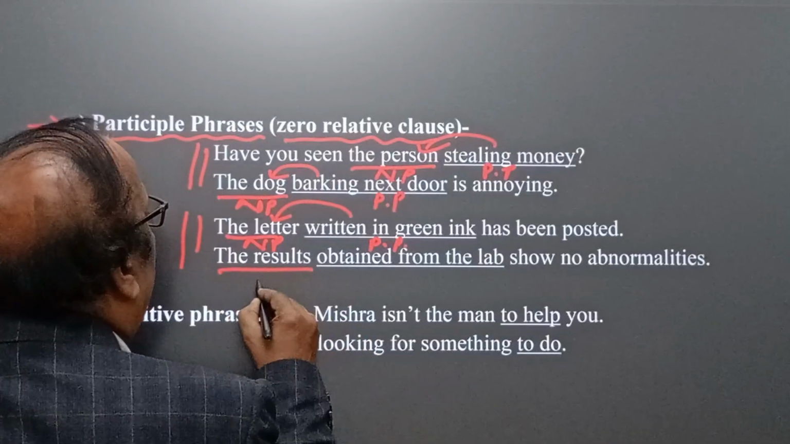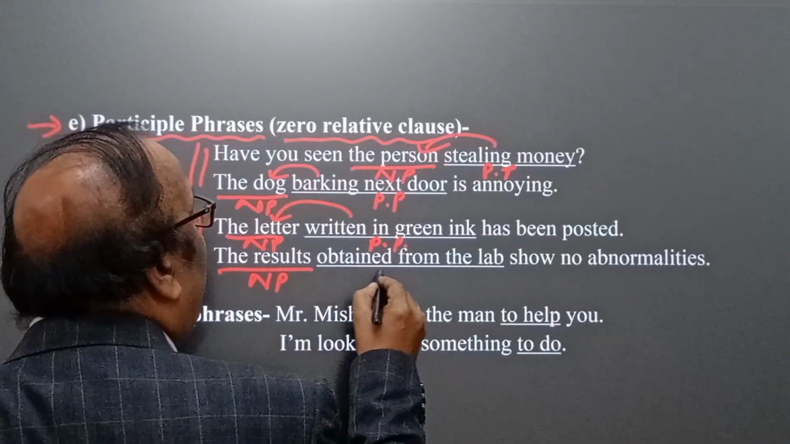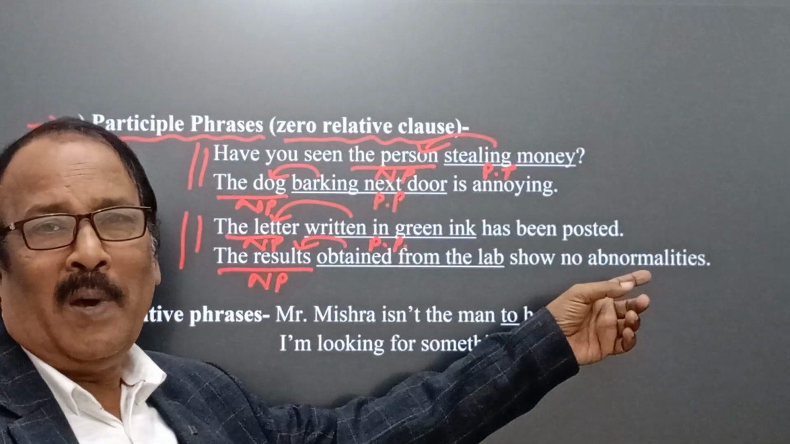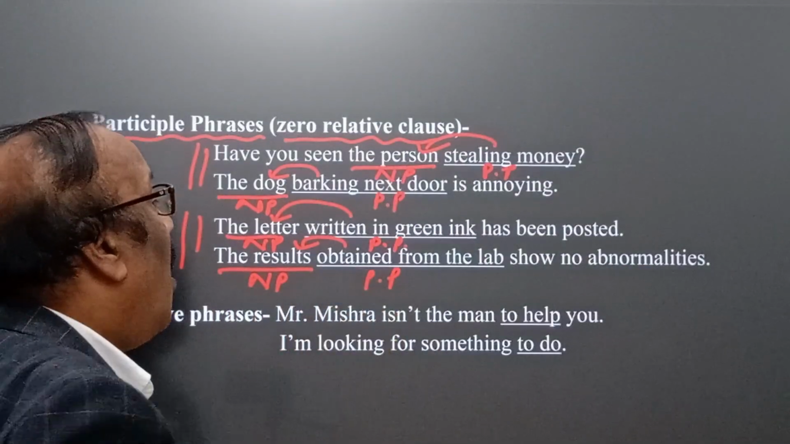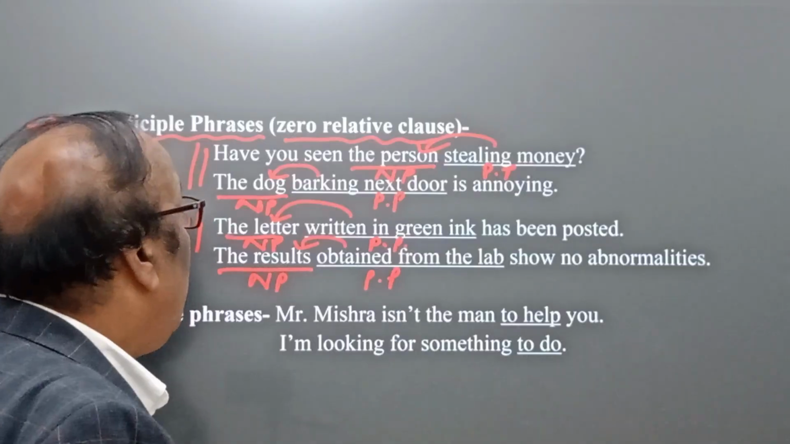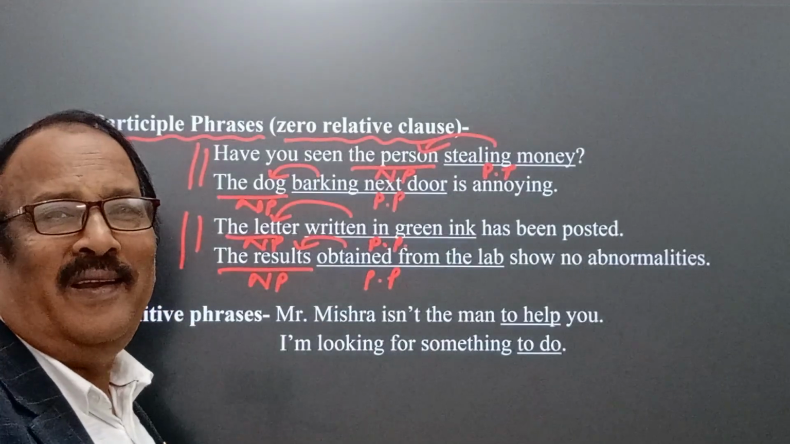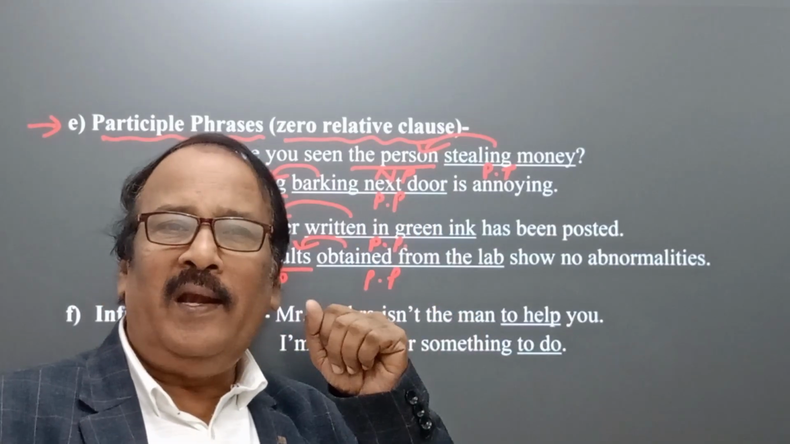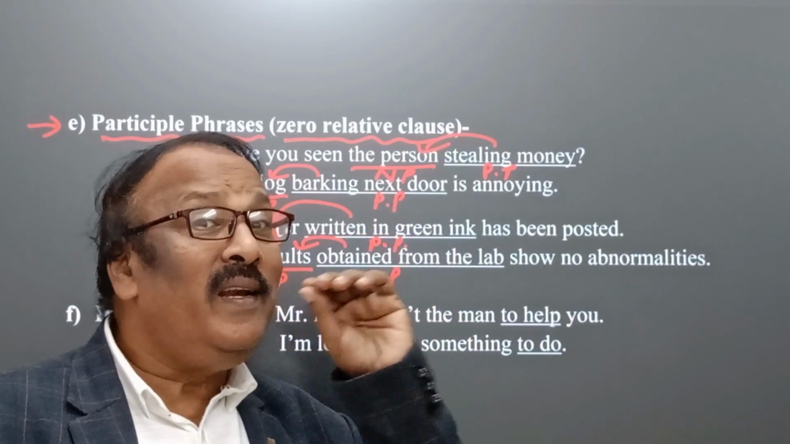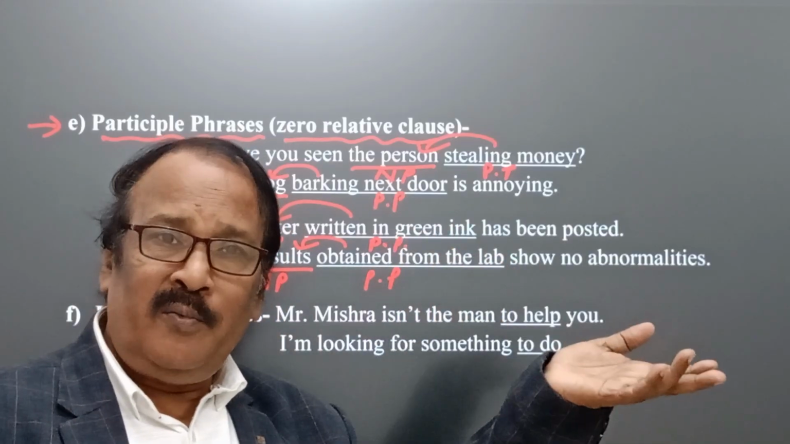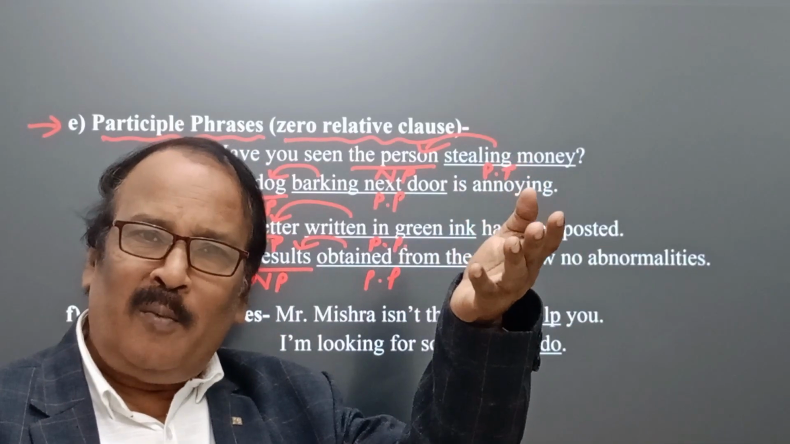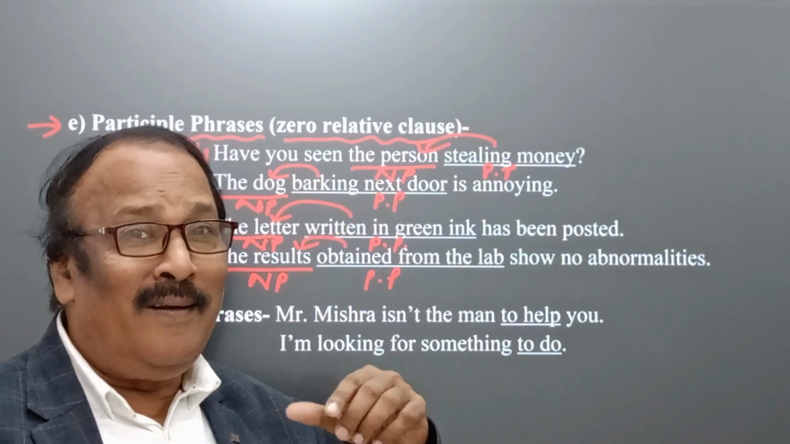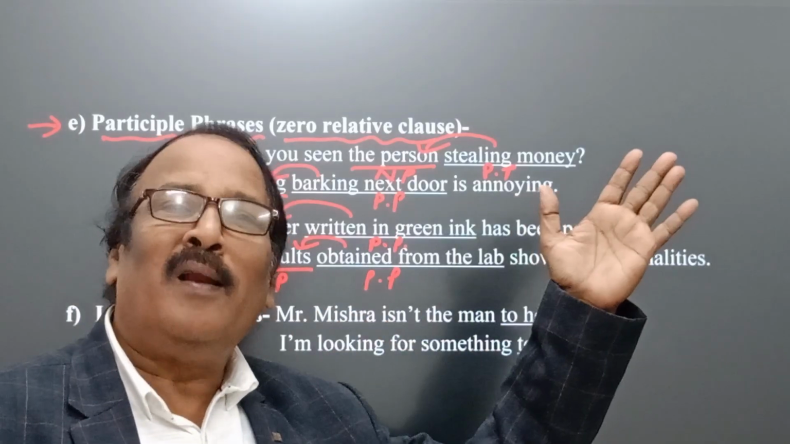The results, noun phrase, obtained from the lab, meaning laboratory, show no abnormalities. The results obtained means the results which have been obtained. These are really very interesting ideas, and you are expected to know all these so that you can express yourself at the time of your academic and professional careers. So this is not for a day or two, this is for life.